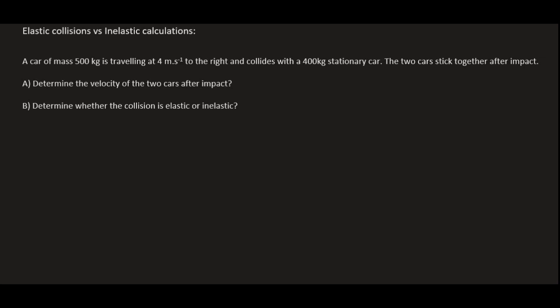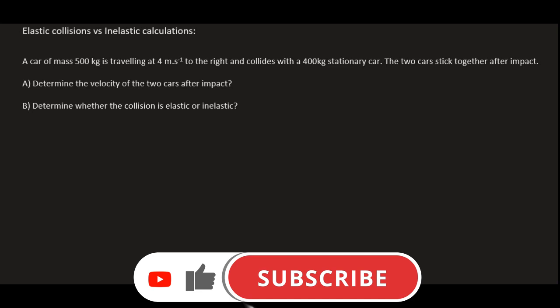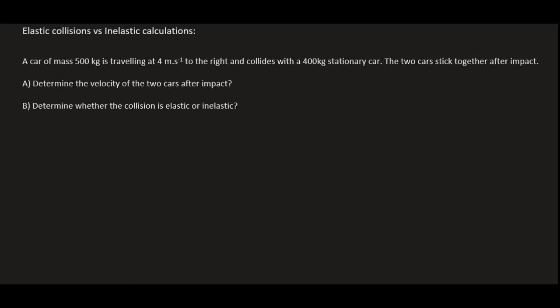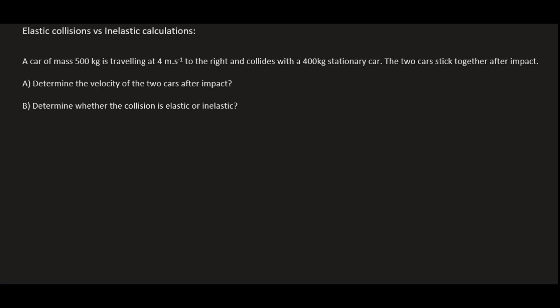So now that we know what elastic and inelastic means, let's put that into practice. In this question we have a car of mass 500 kilograms that is traveling at 4 meters per second to the right, and it's going to collide with a 400 kilogram stationary car. The two cars stick together.